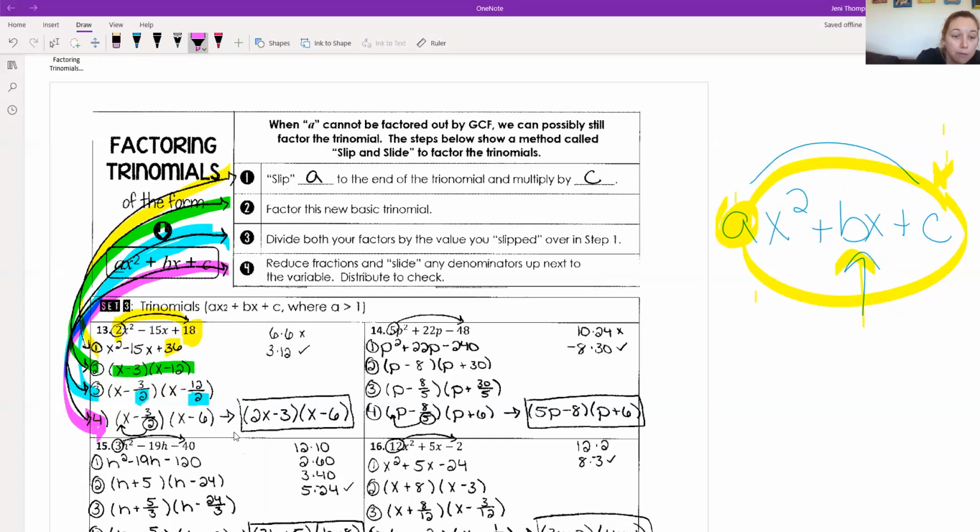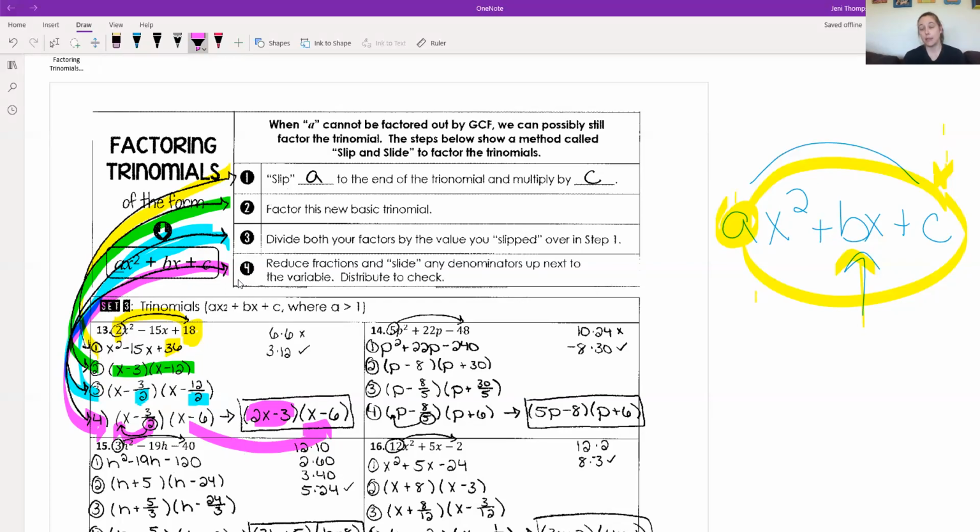After we reduce our fractions, we take our new denominators and put them back to where our A would have gone on that term. So instead of x minus 3 over 2, now we have 2x minus 3, and then this stays the same, right? We didn't have a denominator there. This is different and new, and it can be a little confusing. Follow the steps.